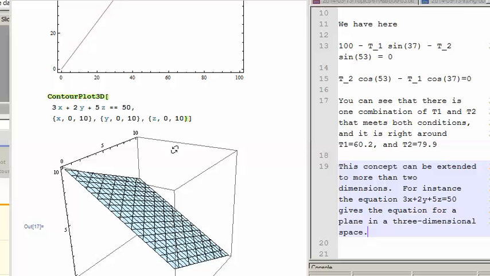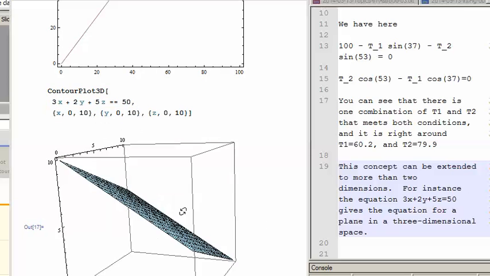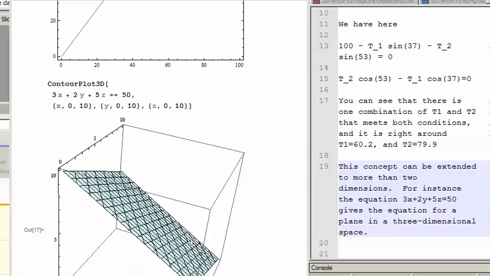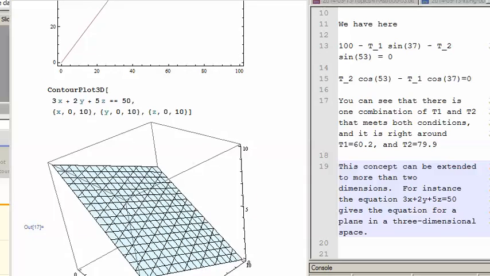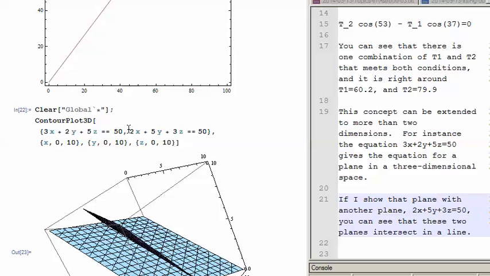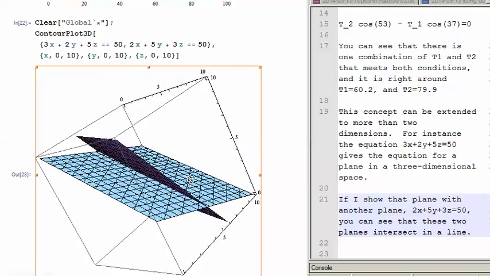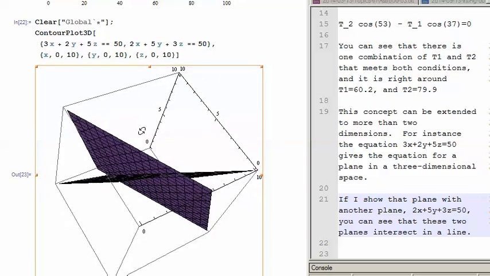This concept can be extended to more than two dimensions. For instance, 3x plus 2y plus 5z equals 50 gives an equation for a plane in three-dimensional space. If I show that plane with another plane, 2x plus 5y plus 3z equals 50, you can see that these two planes intersect in a line.